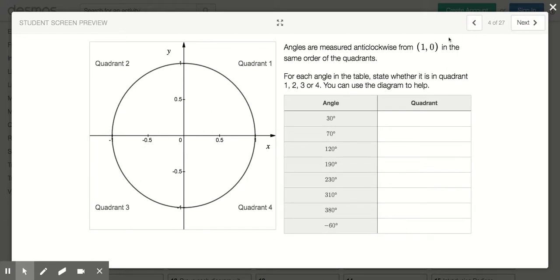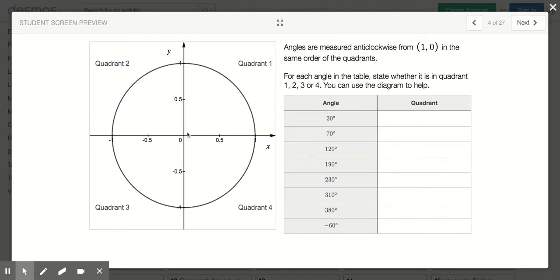For this slide here, they tell you that the angles are measured anticlockwise from (1, 0) in the same order of the quadrants. Now, these are the 4 quadrants, and this is something that you're going to have to know. There's quadrant 1, 2, 3, 4. And you saw this on a previous activity last week, that we go anticlockwise, or as I like to say, and most people say, counterclockwise, in this order. For each angle in the table, state whether it is in quadrant 1, 2, 3, or 4. You can use a diagram to help.